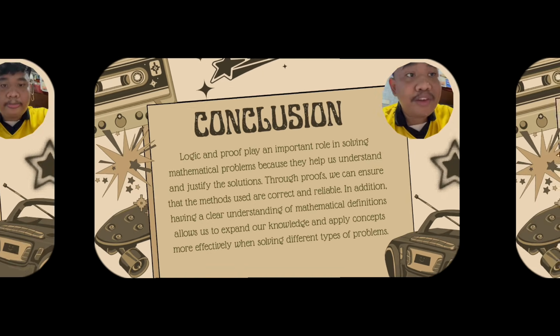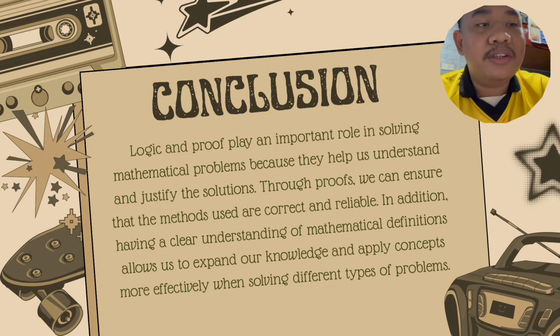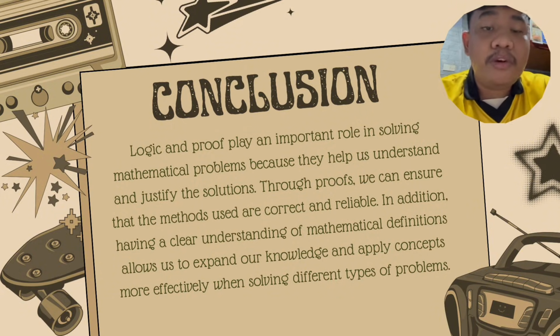And then lastly, for the conclusion, logic and proof play an important role in solving mathematical problems because they help us understand and justify the solution. Through proof, we can ensure that the methods used are correct and reliable. In addition, having a clear understanding of mathematical definitions allows us to expand our knowledge and apply concepts more effectively when solving different types of problems.